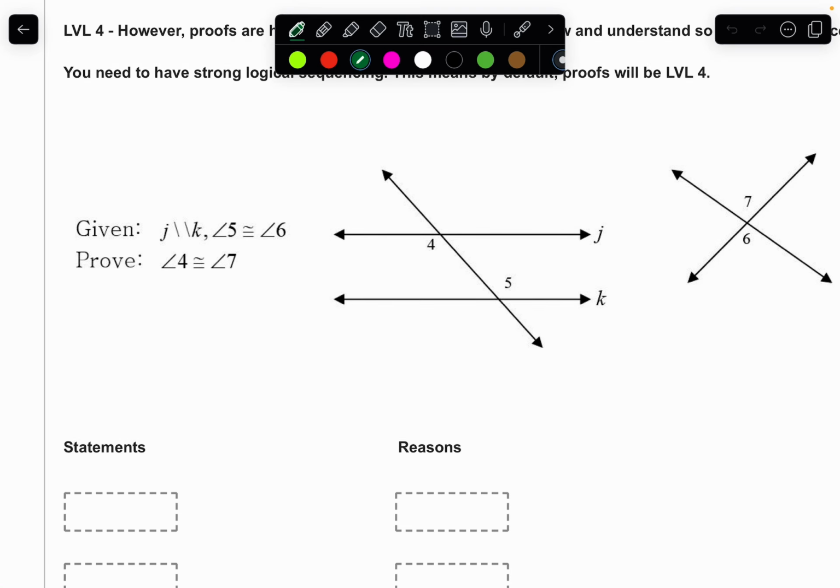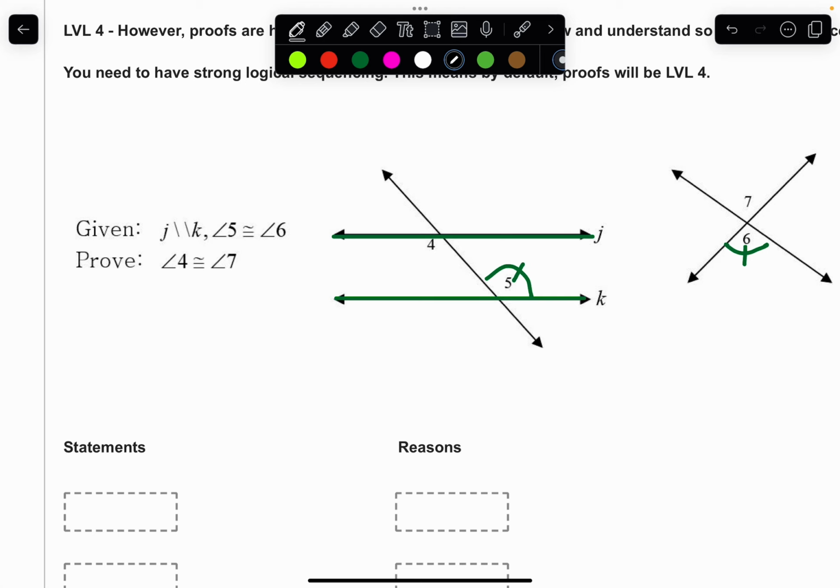All right, so the first one, we highlight things that we know, and we mark things that we want with different colors. So J and K are parallel. That's a big deal. We should already be thinking, what do I know because of those parallel lines? And they told us angle 5, I'm going to put a mark with a dash, is equal to angle 6, a mark with a dash. Those are things that we know are true. We don't have to prove that those are true. We were told they were true.